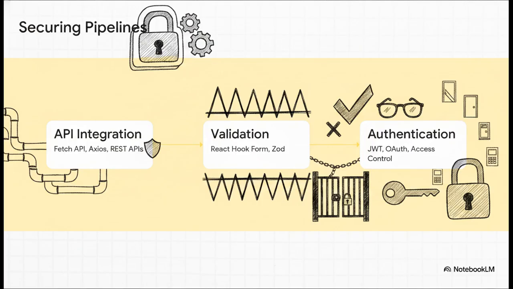And finally, you have to lock the doors. You need robust authentication APIs, whether that's implementing JWT tokens or OAuth. They're essentially digital ID cards to ensure only the right people get into specific rooms of your app.